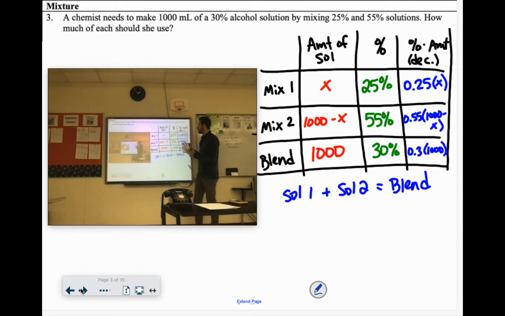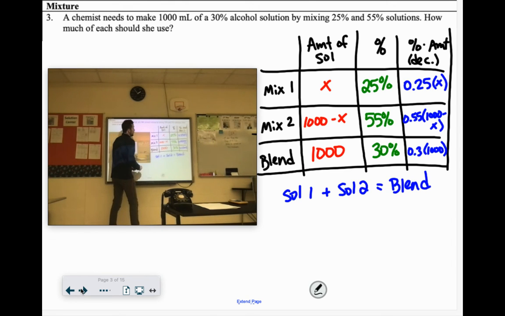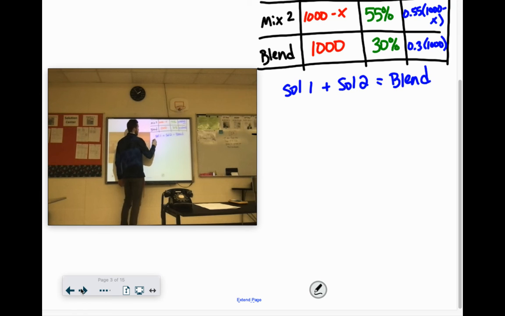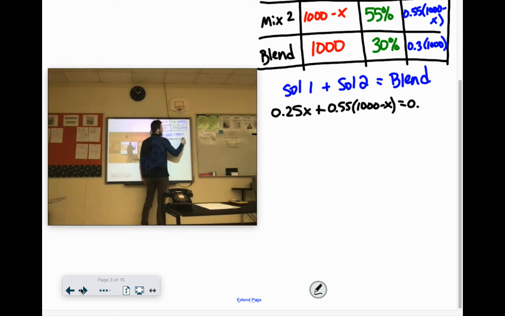Now, how can we represent solution 1? Well, that is the 0.25 times x. So we'll say 0.25x plus solution 2 is this 0.55 times the 1,000 minus x equals the blend, which is this 0.3 times 1,000.